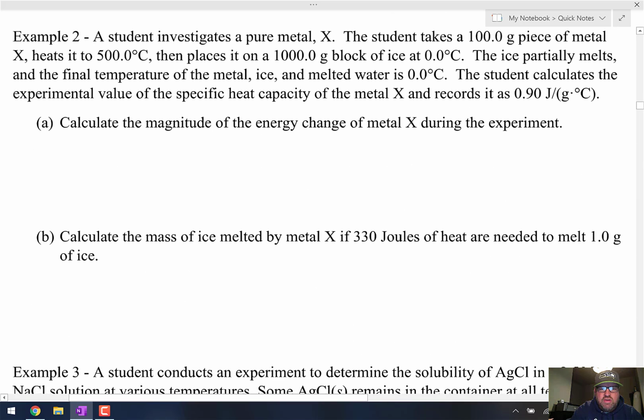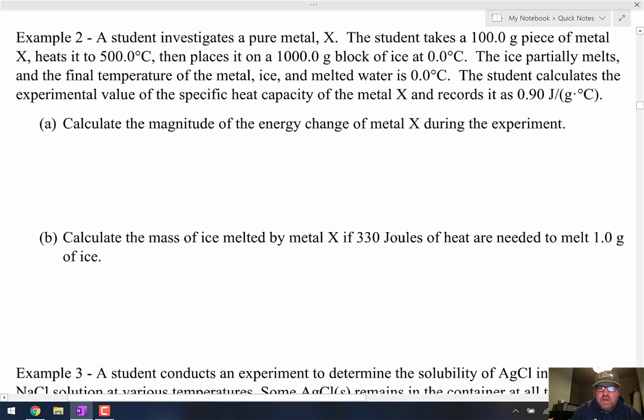Okay, example 2. A student investigates a pure metal X. The student takes a 100-gram piece of the metal and heats it to 500. So it goes up by 400 degrees. Then places it on a 1,000-gram block of ice at 0 degrees.